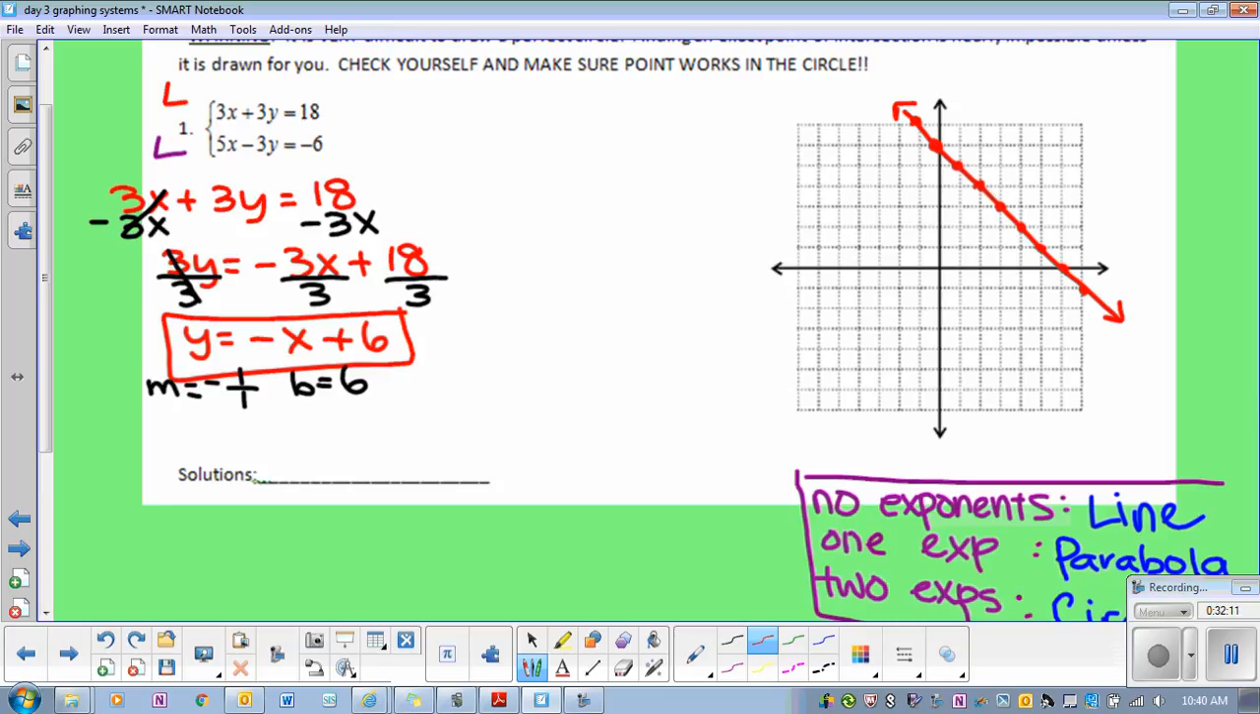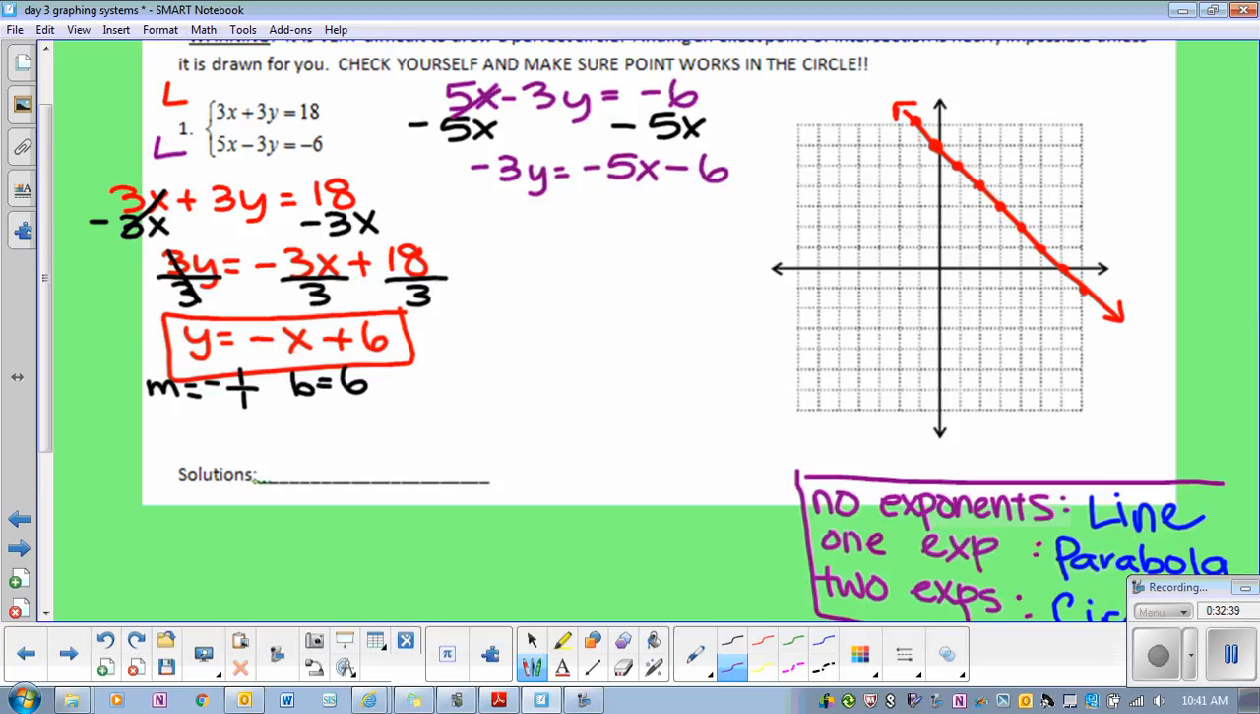The second equation is a line that is 5x minus 3y equals negative 6. Gotta make it equal to y. What should I do first? Yeah, subtract 5x. So negative 3y equals negative 5x minus 6. Good. Divide everybody by negative 3.